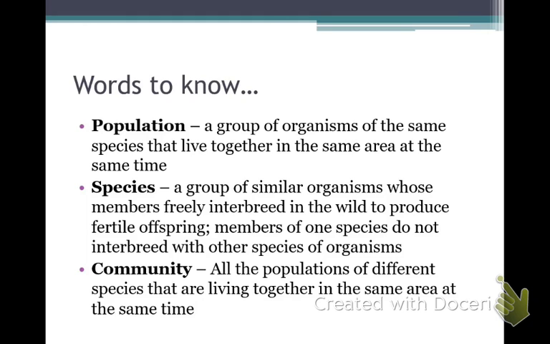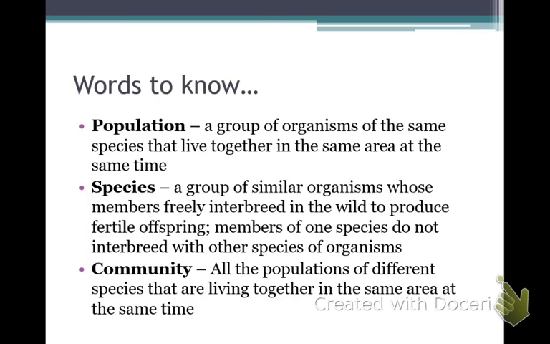So a population is a group of organisms of the same species that live together in the same area at the same time. If I wanted to look at the population of Jacksonville, I would be looking at the number of human beings that live within the city limits of Jacksonville. A species is a group of similar organisms whose members freely interbreed in the wild to produce fertile offspring. Members of one species do not interbreed with other species of organisms.